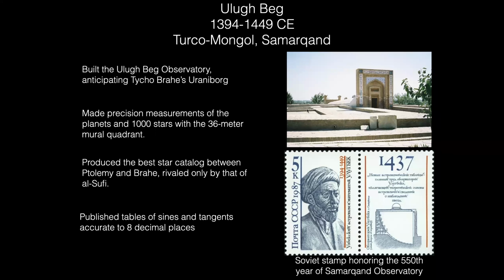He made precision measurements of planets and over 1,000 stars with his mural quadrant. I'll show you a picture of that. He produced the best star catalog between Ptolemy and Brahe, which was rivaled only by that of Sufi. In addition, as a mathematician, he published tables of sines and tangents accurate to 8 decimal places.